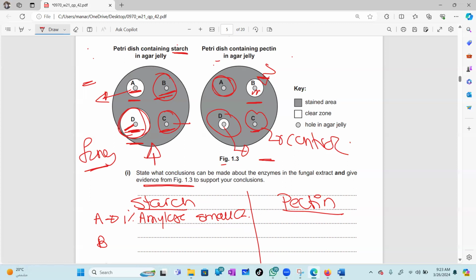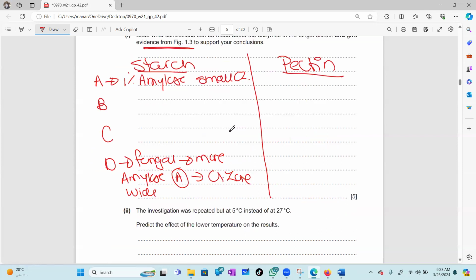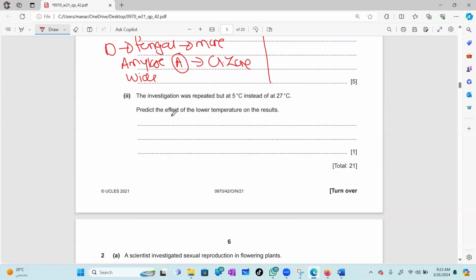That's it. You will compare this Petri dish with this Petri dish, you will discuss every fungal extract, every disc on its own, and you will take the 5 marks. Okay, now you all know what you wrote on your exam. I hope you realize where you lost the marks here. Anyone has any questions?